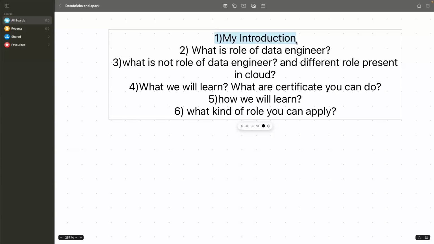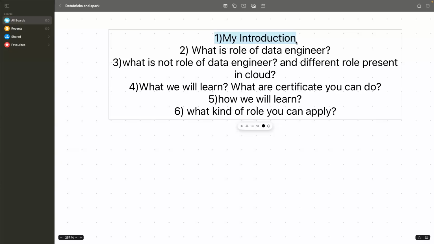Okay, so what you should not do, I'm not saying... so what is the day-to-day job of a data engineer, that should be very, very clear for you. And what is your not day-to-day job, right? That should also be very, very clear for you. So I will try to highlight that. And then how we will learn and what we will learn, I will try to clarify after that.